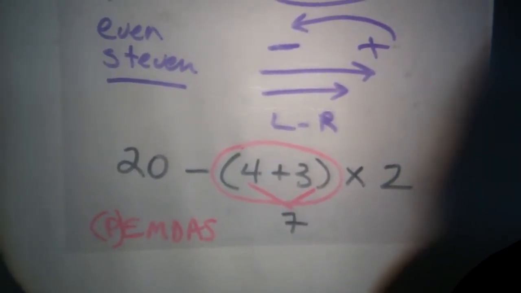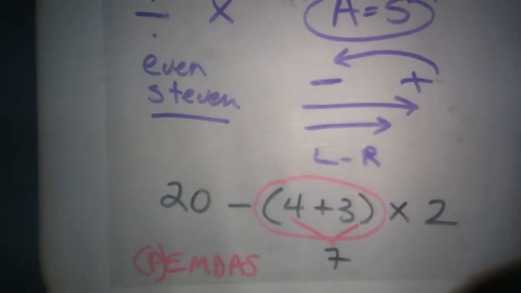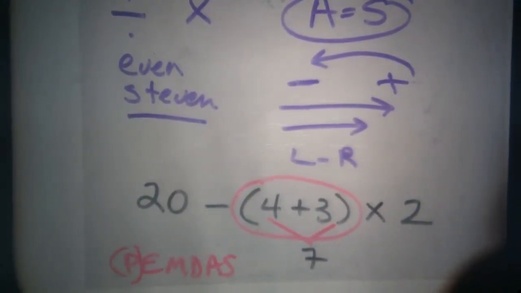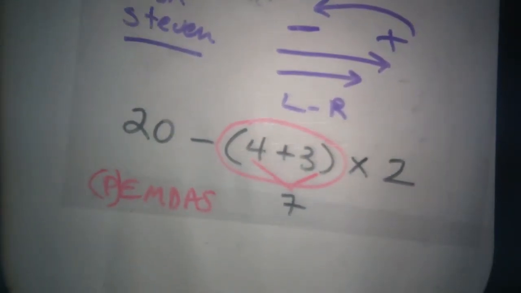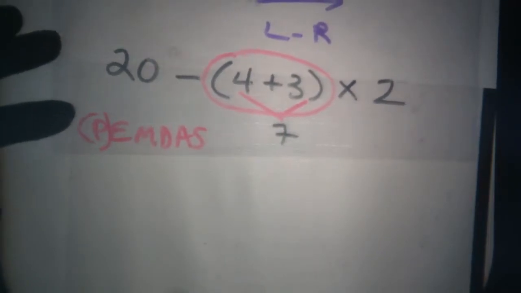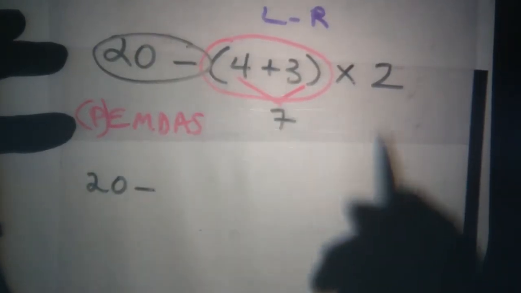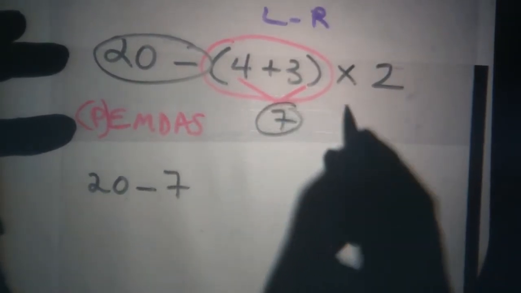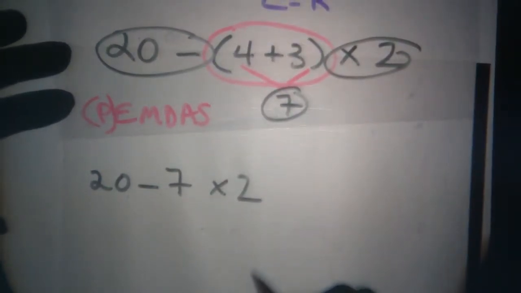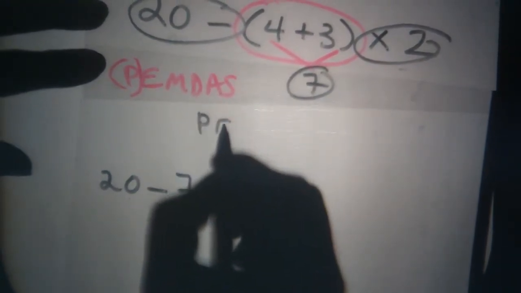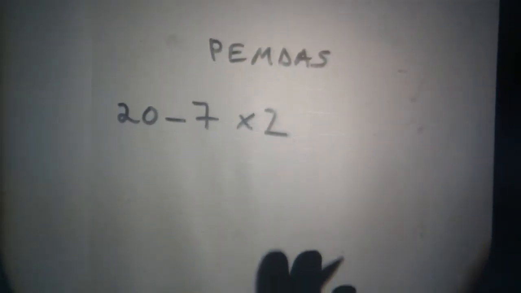The next thing to do, and always the best thing to do, is to always rewrite your problem so that you have a clear view of what you're looking at. So if I were to rewrite this, I would say 20 minus 7 times 2. Alright, the next thing with PEMDAS. I'll get rid of this sheet here. So now I have this.